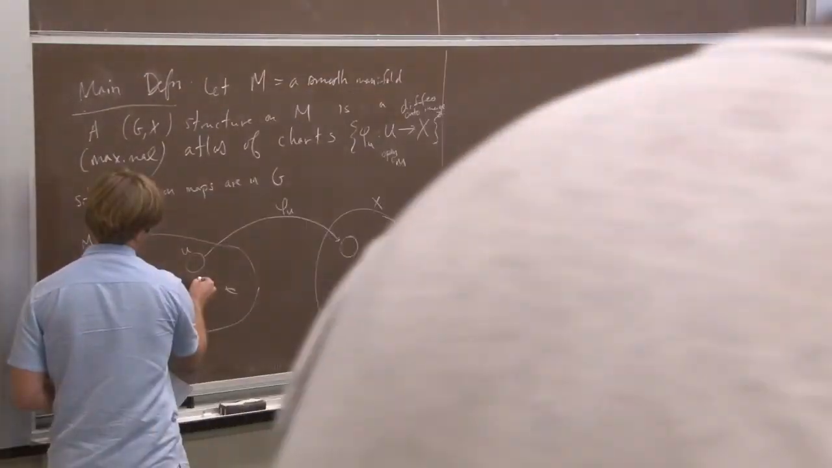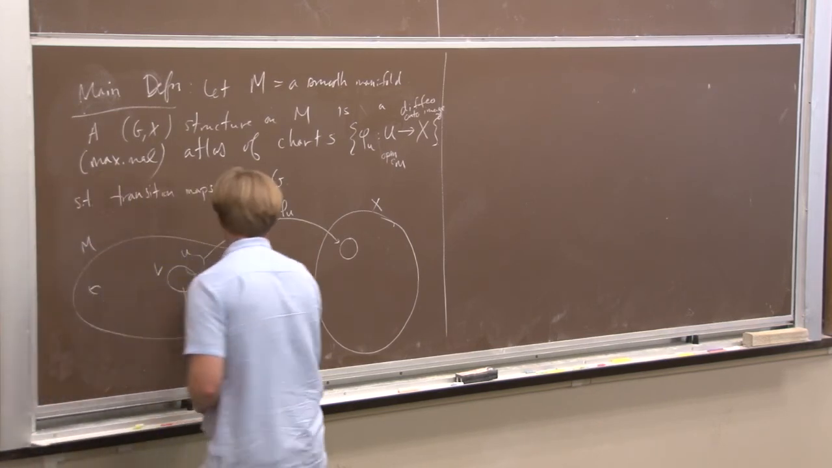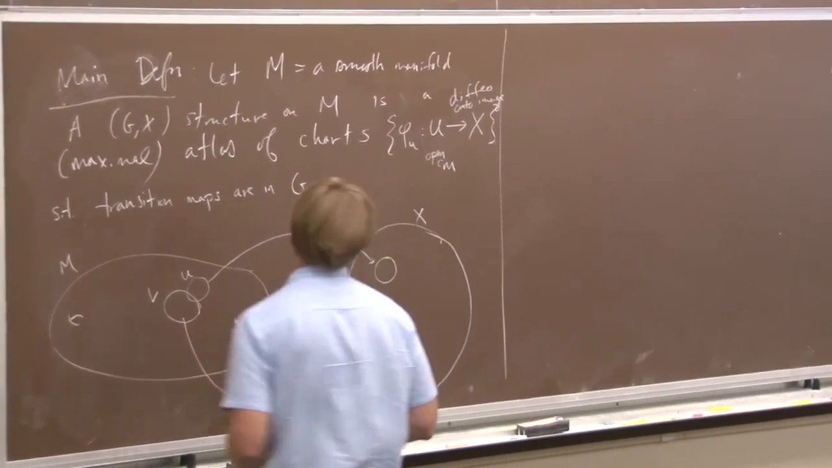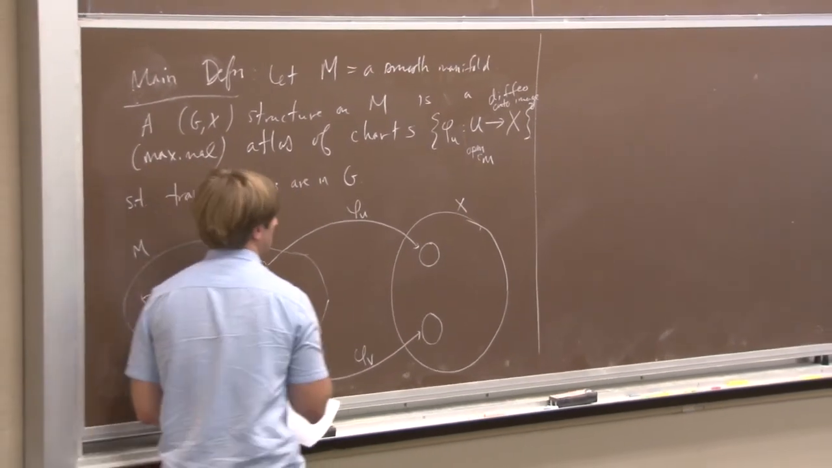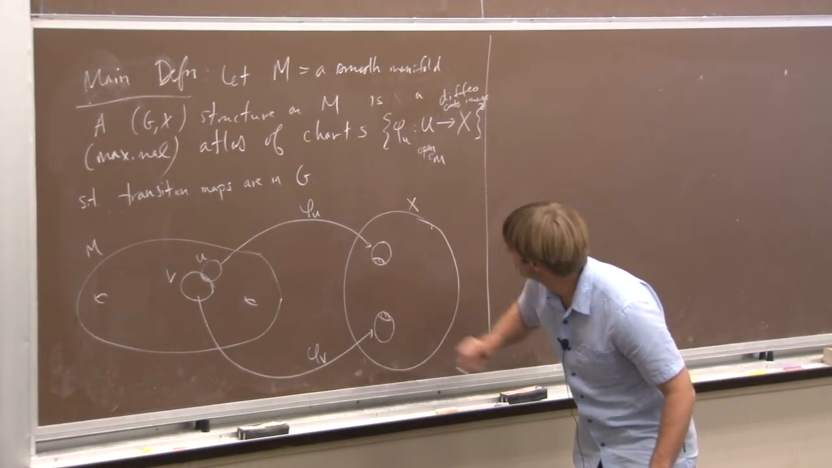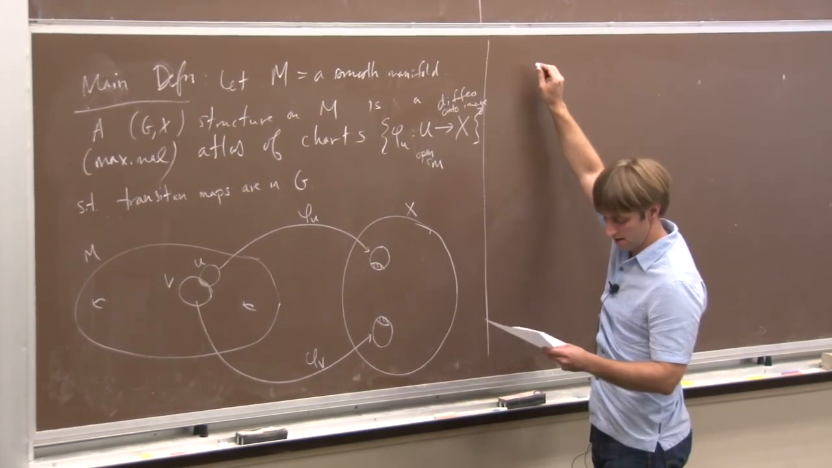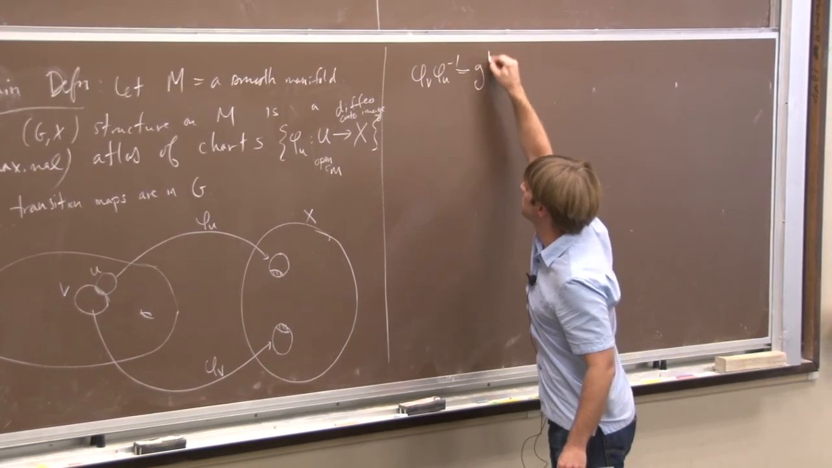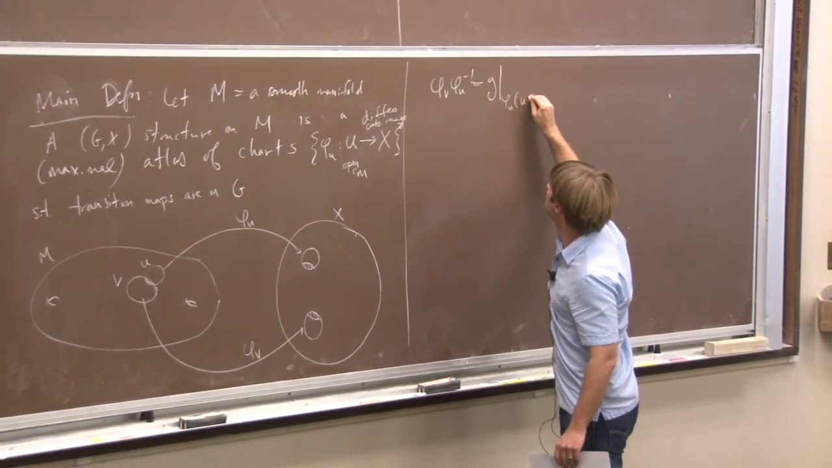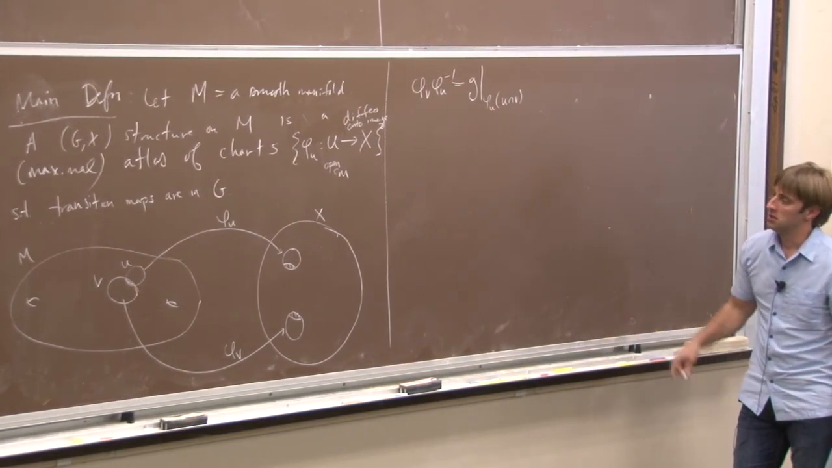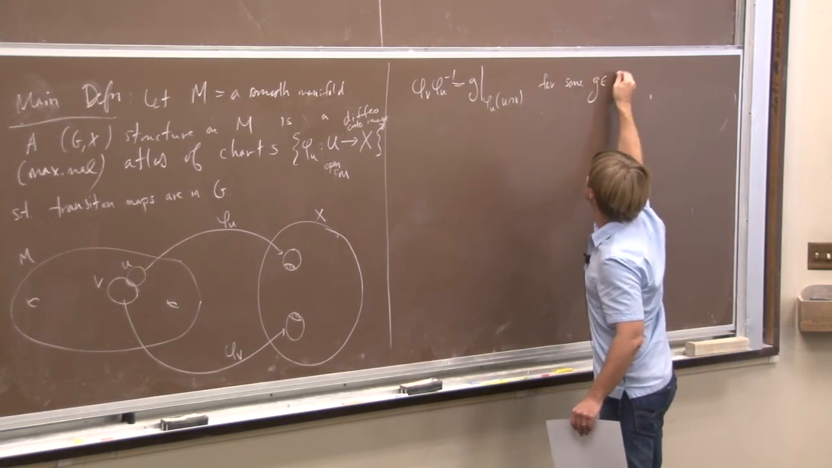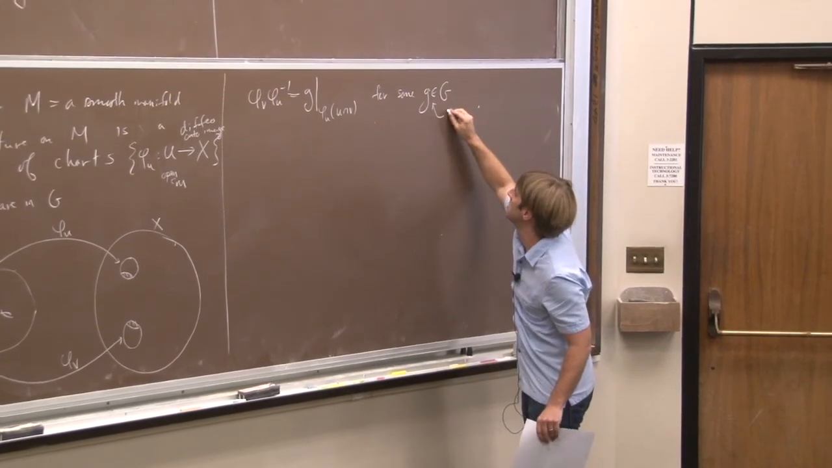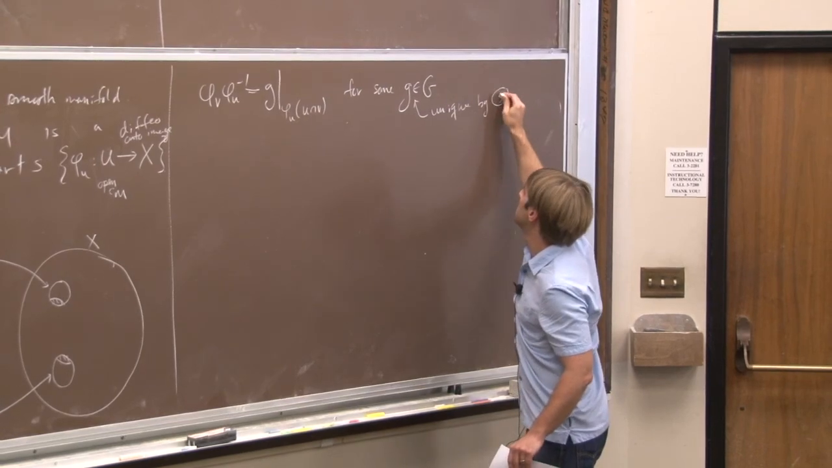So what I mean by that is if I have two different charts that overlap, well, they don't have to agree on the overlap. But their difference should be the restriction of an element of G. So here's the overlap. So if I take phi v, phi u inverse, I want this to be the restriction of an element of G to the overlap. And in fact, this G is unique if there really is some overlap. This is unique by the analyticity assumption.